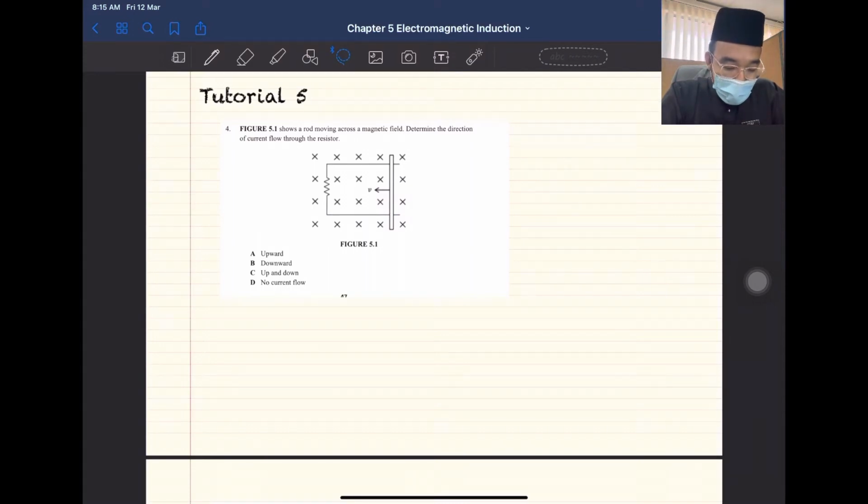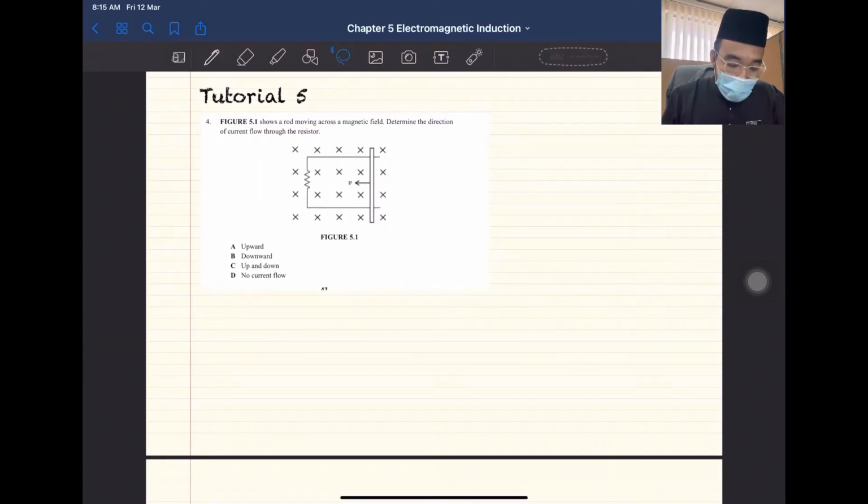For question number 4, figure 5.1 shows a rod moving across a magnetic field. Determine the direction of current flow through the resistor. So here you can see the resistor is actually over here. Okay, since the rod is moving in this direction, you will have a complete circuit like this. There will be induced EMF inside this rod, and because of that you will have a current that flows inside here. So the question wants you to find the direction of current flow through the resistor.